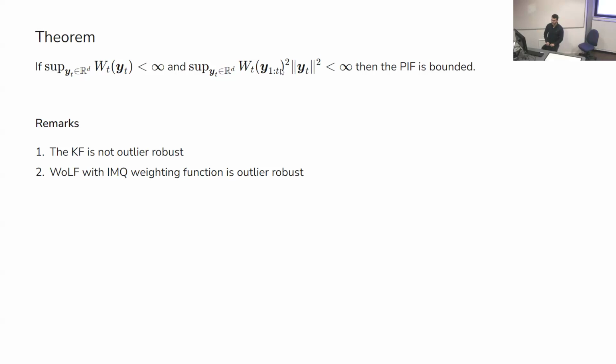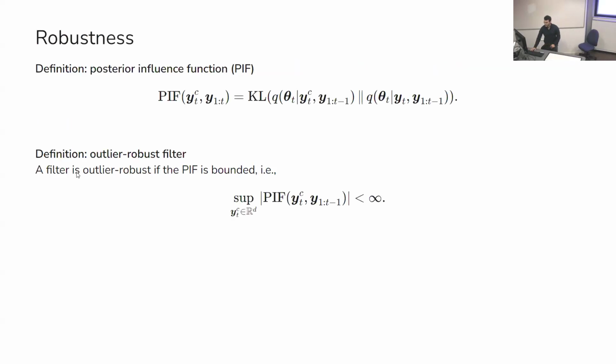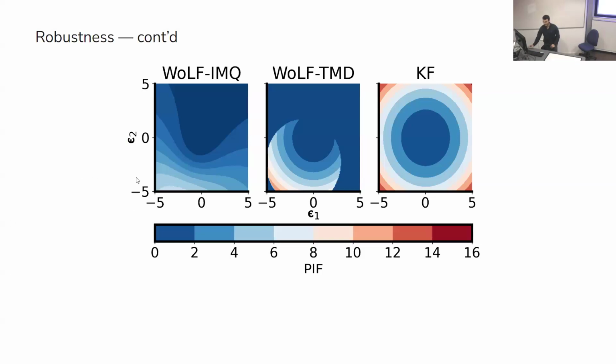From this theorem, we can draw some remarks. The first one is that, not surprisingly, the Kalman filter is not outlier robust. And the second one is that our method with the IMQ weighting function is outlier robust. Now, to show what this PIF looks like, we have this plot over here, which I quite like. This is for the 2D tracking problem. We're tracking something, then an outlier happens. This outlier is centered at some value, and then we move 5 units to the right or 5 units to the left in each of the coordinates.